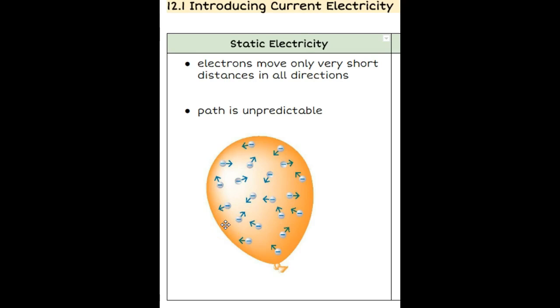As a result of that, these electrons can only move really short distances and sort of all over the place. So we would say that the path of the electrons, if we're talking about static electricity, is really unpredictable. In terms of its usefulness, it has some definite applications in the real world. But I would argue that current electricity is just as useful, if not more useful, than static electricity, simply because we can control it a little bit more. Let me explain.